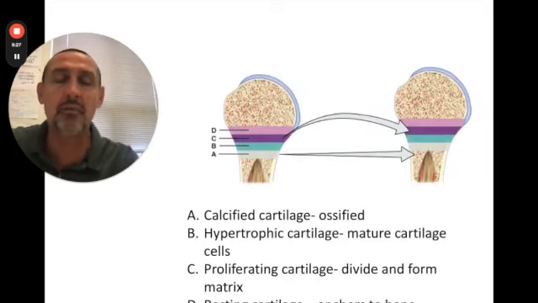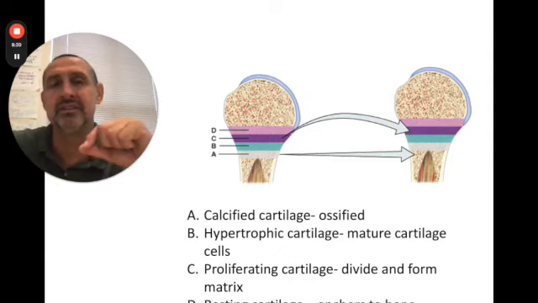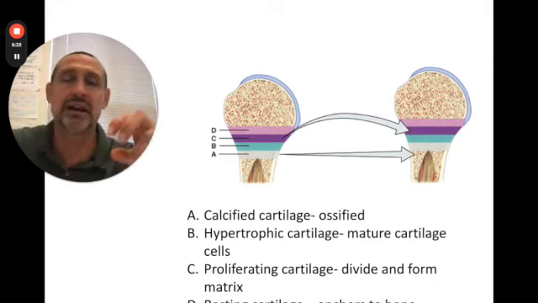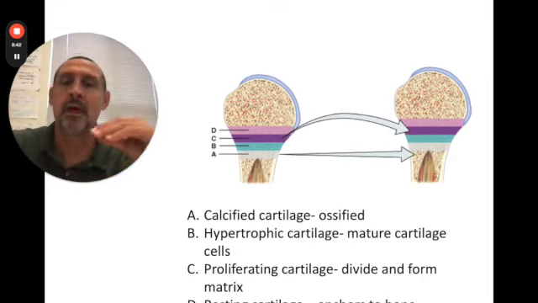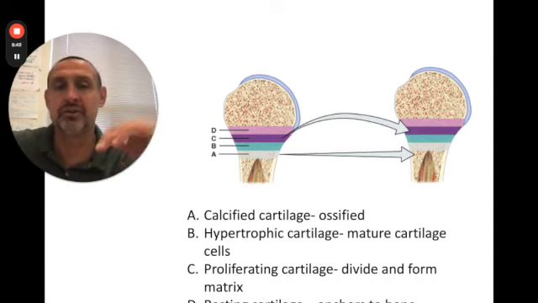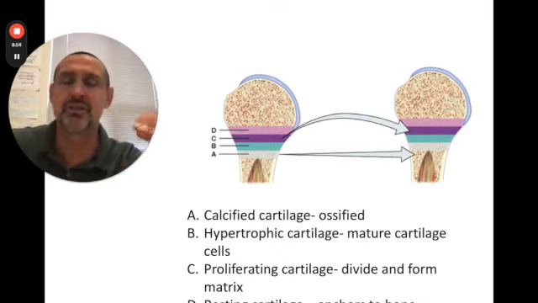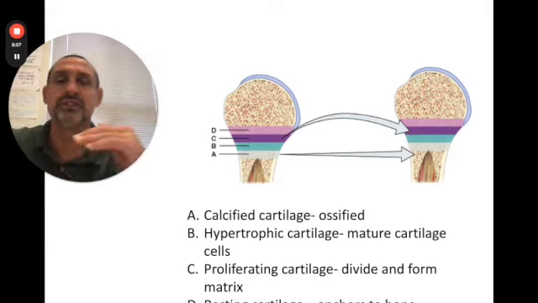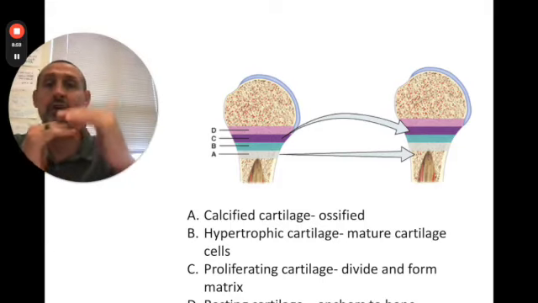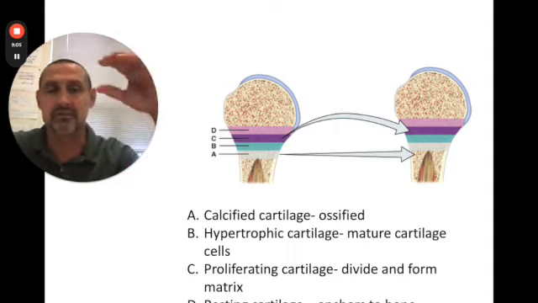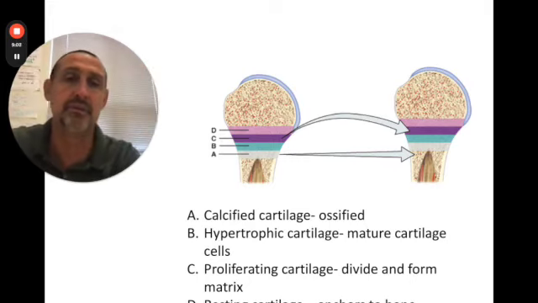This is showing how bones grow from that growth plate or epiphyseal plate, where layer A is calcified, it's ossified, it's completely bone. All right, so those cells have absorbed calcium, they're not living now. That's just matrix. Then we have the next layer up, the hypertrophic cartilage. So that's mature cartilage cells. The next layer is the proliferating cartilage, where that's going to divide and form new matrix, pushing that bone out, elongating that bone. And then D is the resting cartilage. It's anchoring to the end of the bone, the epiphysis.